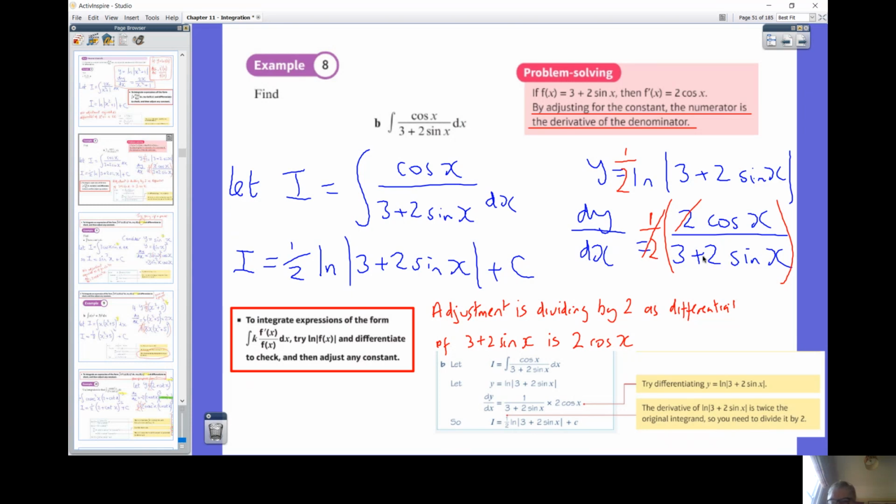Now clearly, looking at it the other way around, we don't want to be integrating 2 cos x. We want to be integrating 1 lot of cos x. So our adjustment here is a half here and a half here. Obviously the half and the 2 cancel out. So when we integrate cos x over 3 plus 2 sin x, we get a half of ln of 3 plus 2 sin x.